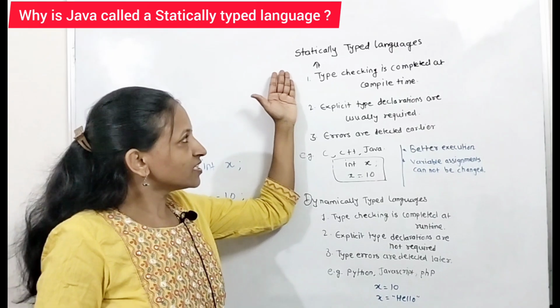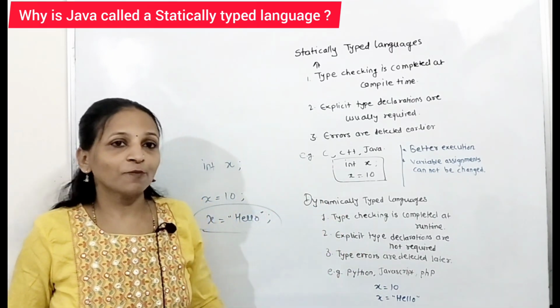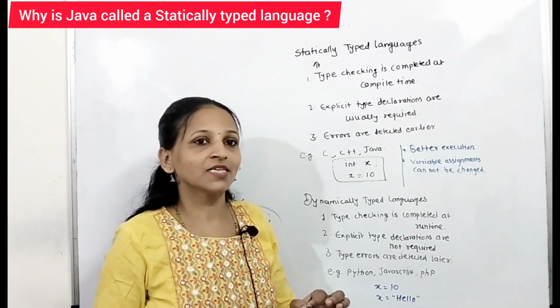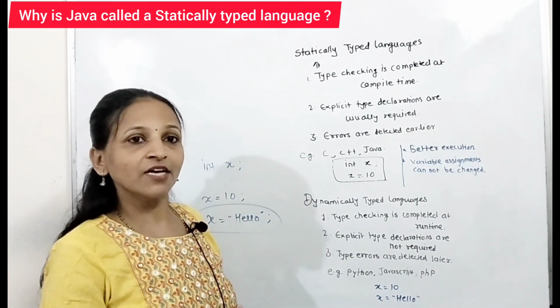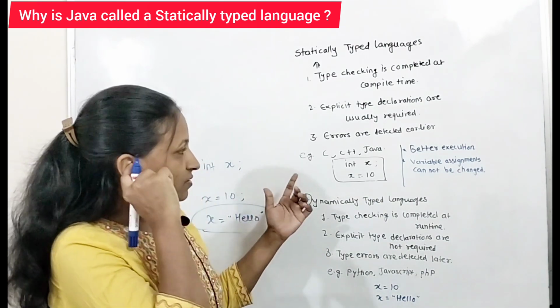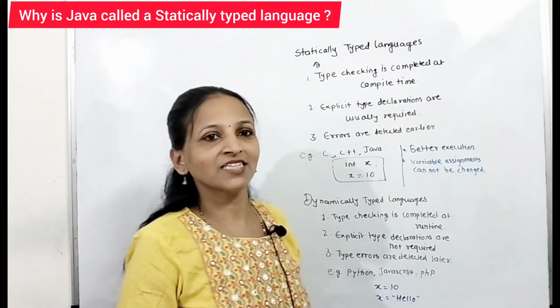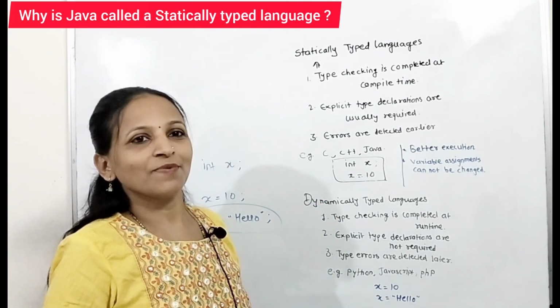Now Java satisfies all these points. In case of Java, the type checking is at the time of compilation. Again, here explicit type declaration is compulsory, meaning every variable should be declared first with its data type and only then can you use it. That's why errors are detected earlier, at the time of compilation, and that's why Java is called a statically typed language.